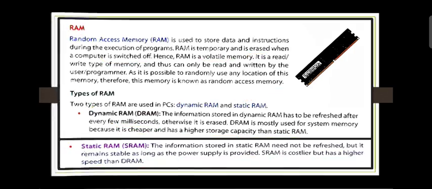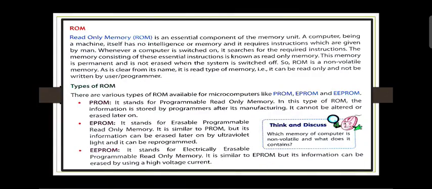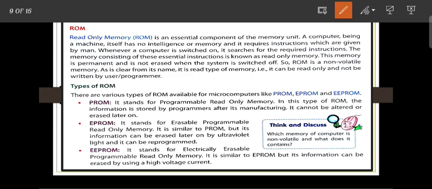Next is ROM. ROM means random access memory. Sorry, ROM means read-only memory. Read-only memory is an essential component of the memory unit. A computer being a machine itself has no intelligence or memory, and it requires instructions which are given by man. Whenever a computer is switched on, it searches for the required instruction. The memory which consists of this essential instruction is known as read-only memory. The memory is permanent and it is not erased when the system is switched off.